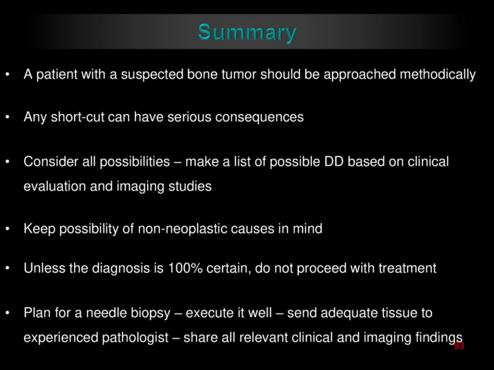So, to summarize, a patient with a suspected bone tumor should be approached methodically. Any shortcut can have serious consequences. Consider all possibilities, make a list of possible differential diagnoses based on clinical evaluation and imaging studies. Keep the possibility of non-neoplastic causes in mind. Unless the diagnosis is 100% certain, do not proceed with treatment. Plan for a needle biopsy, execute it well, send adequate tissue to experienced pathologists, share all relevant clinical and imaging findings.